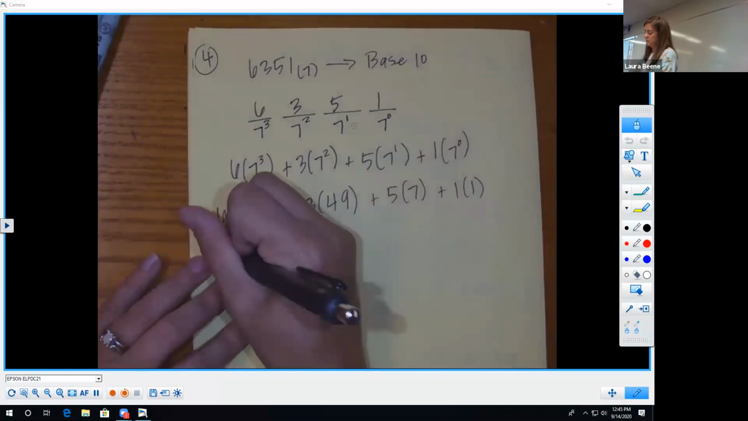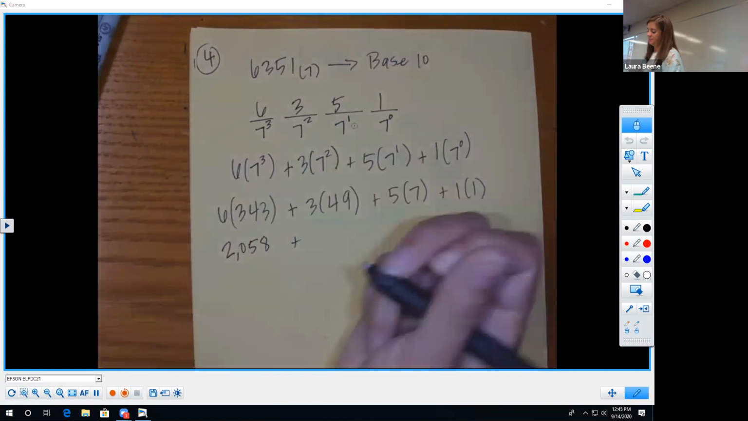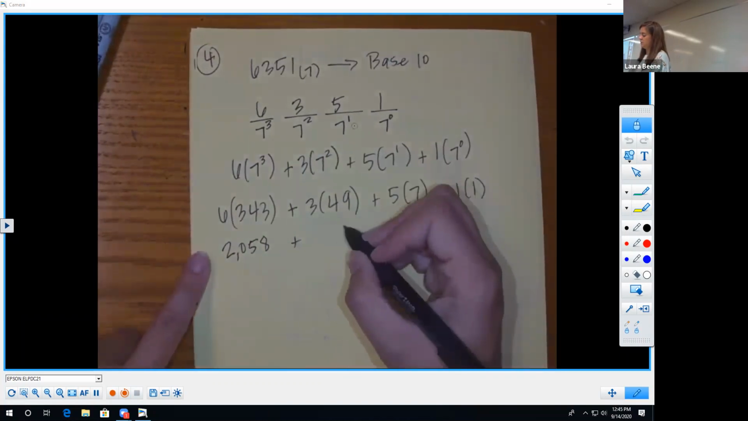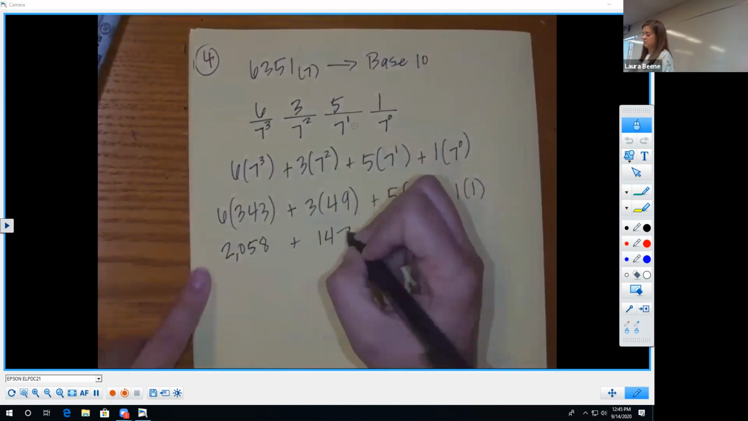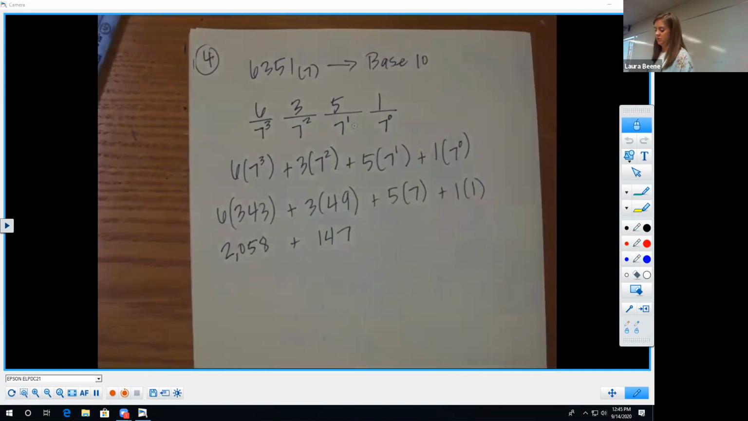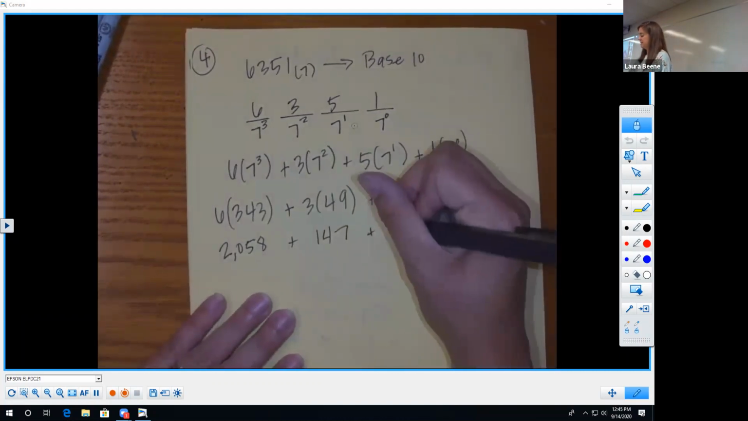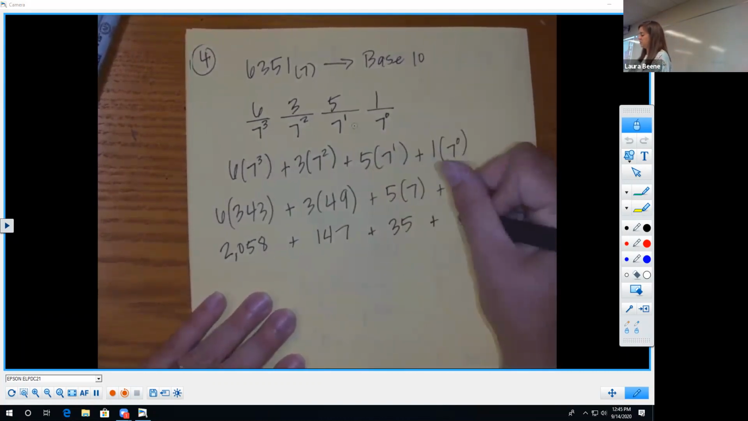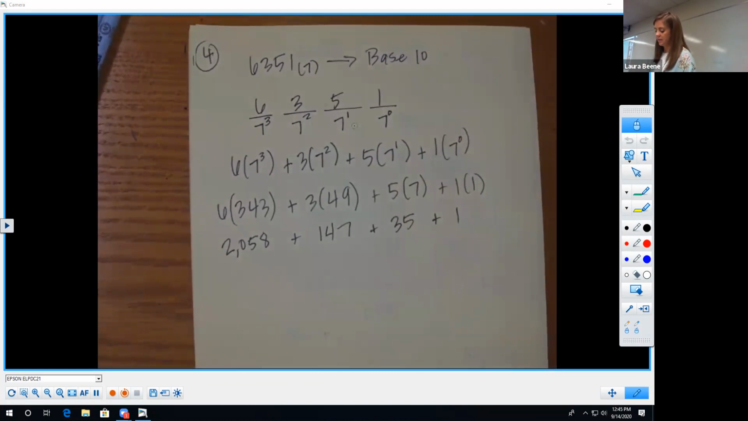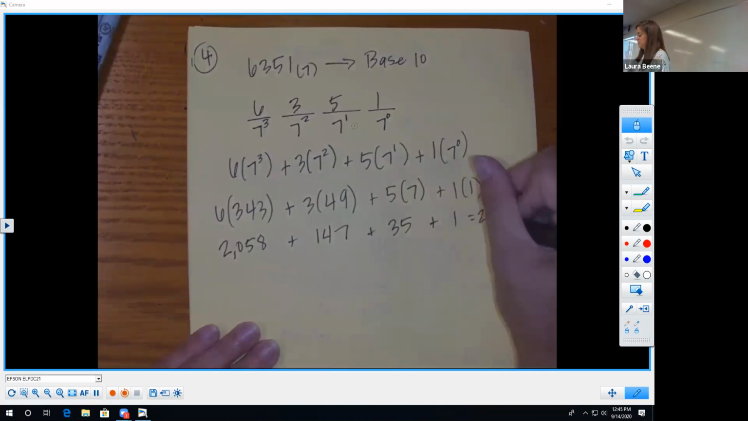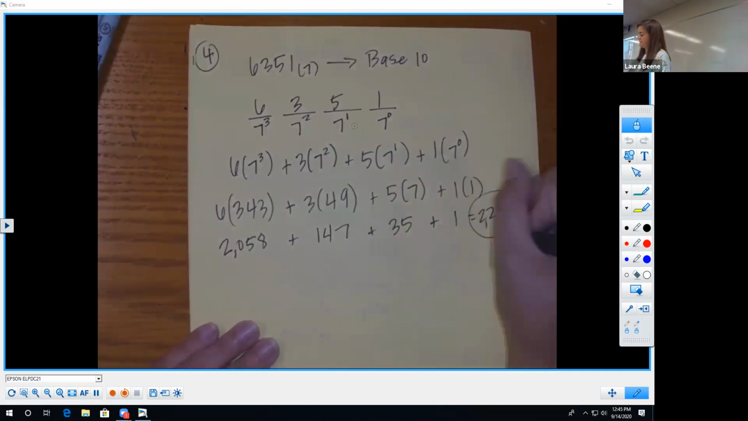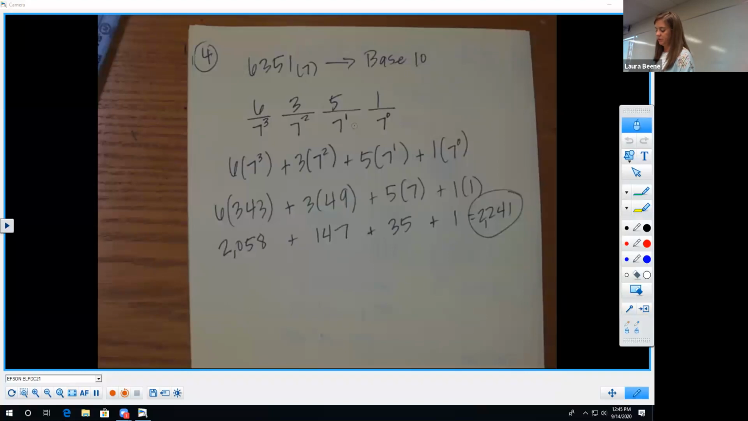So that is 2,058. 147. Double check, since I'm not doing awesome today so far. Yeah, 147. 5 times 7 is 35. 1 times 1 is 1. And then when I add those up, I get 2,241. Let me double check that. 147 plus 35 plus 1. Yeah.